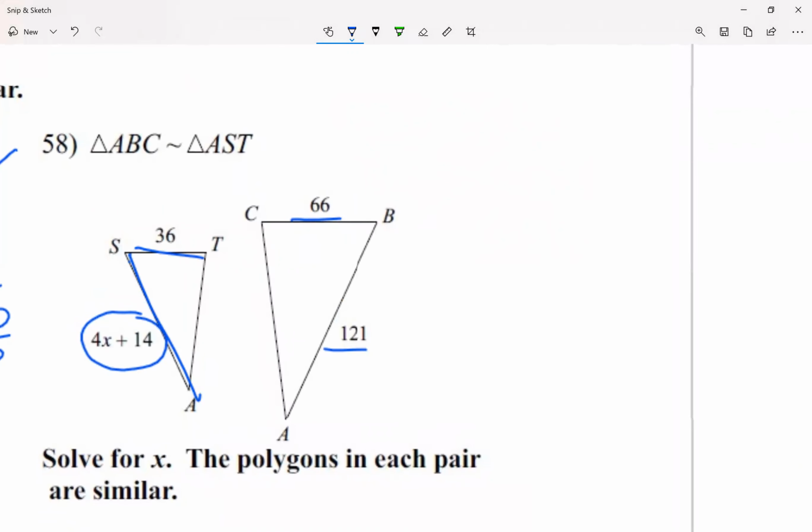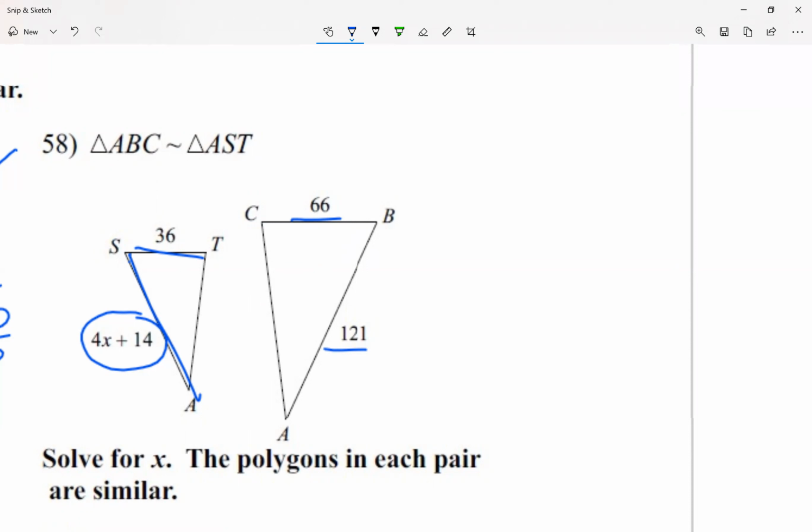and 36. The big side of the small triangle goes with the big side of the big triangle, and the small side goes with the small side. If you can tell that 4x plus 14 is bigger or smaller than 36, then you know if it goes with 66 or 121. I'm going to say 4x plus 14 looks like the big side, so 4x plus 14 goes with 121. That's what it seems like.